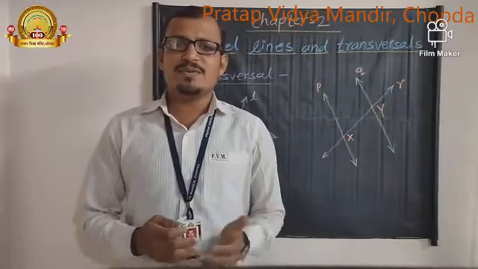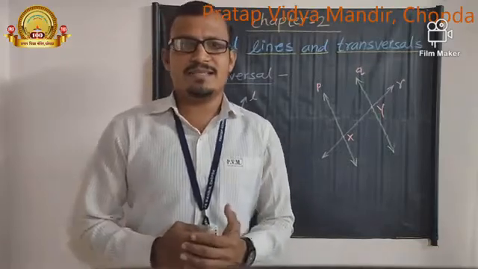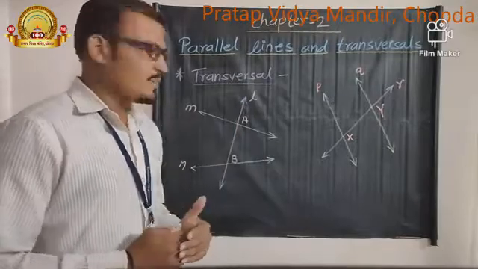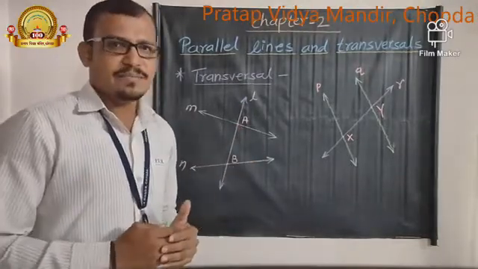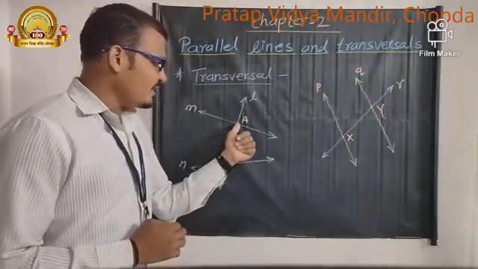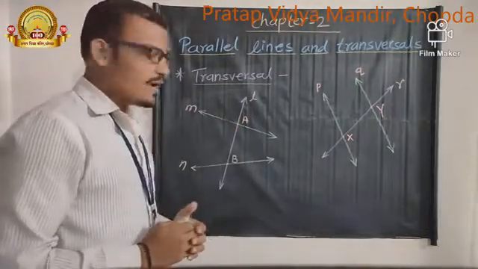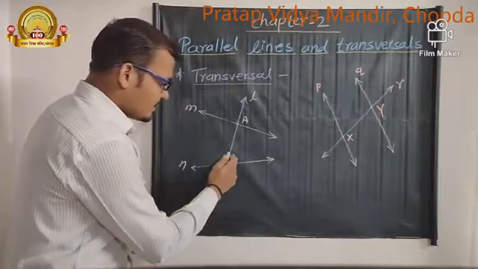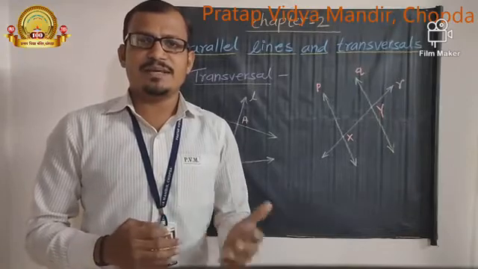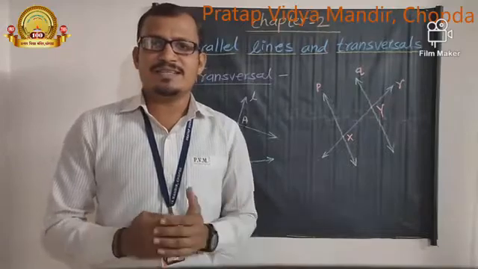Each transversal forms two distinct points of intersection, and each point of intersection forms four different angles. For example, here the transversal L forms two distinct points of intersection, point A and point B, and each point of intersection forms four different angles. Like point A forms the four different angles 1, 2, 3, 4, and also point B forms four different angles 1, 2, 3, 4. So there are a total of 8 different angles formed due to the points of intersection, and these angles are grouped into different pairs. So let us study the pairs.